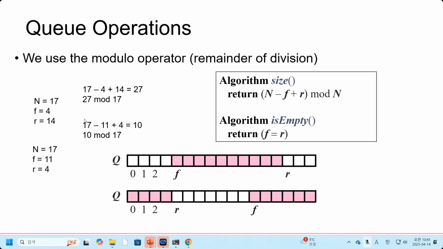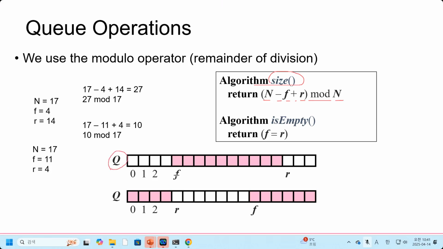So in the queue operation, we have this kind of operation. We call it the modulo operator. I think you know, it is the remainder of division. Let's say I want to know what is the current size of my queue. So the formula will be (n - f + r) modulo n. What does it mean? Now let's check this one.